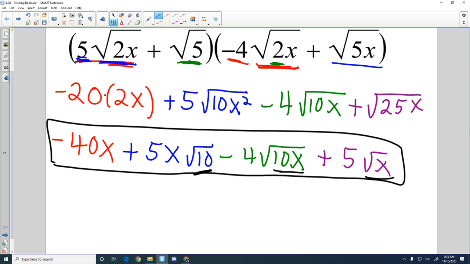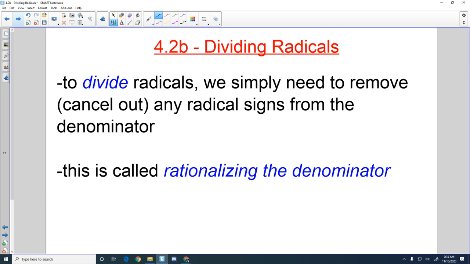All right, so that's multiplying with radicals. And we did a little simplifying. Nothing too major. But today we're going to learn a new operation, and that is division. Ooh. Good news. We don't really divide by a radical.